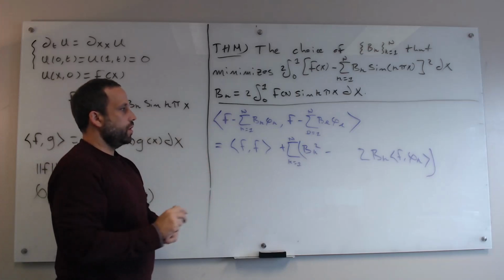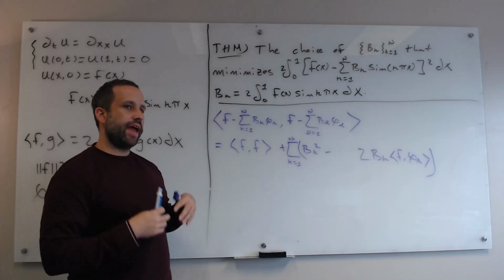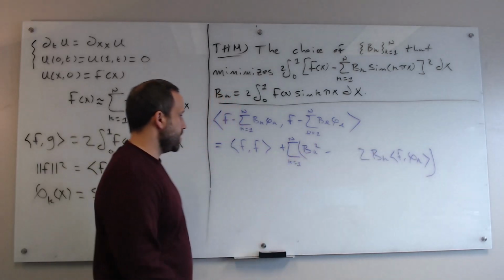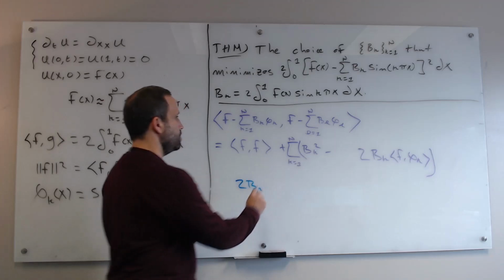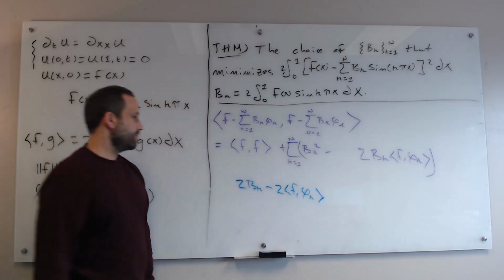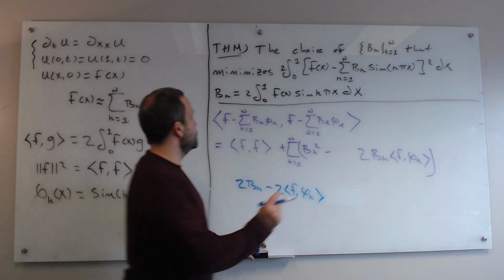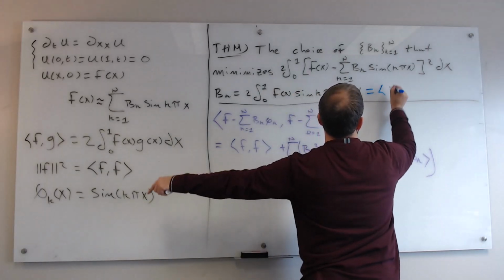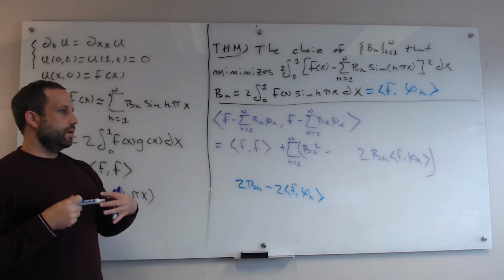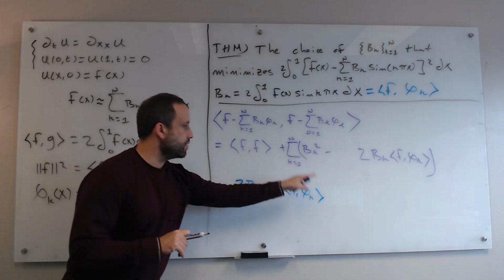Now, I just want to point out one thing. We now want to find the bk's that minimize this. If you think about this as a multivariable minimization problem, and you take the derivative of each term with respect to bk, what you get is 2 bk minus 2 times the inner product of f with phi k. If this is equal to 0, it says that bk has to be equal to the inner product of f with phi k. So just by basic first-level multivariable calculus, if there is a set of bk's that minimize this, it's going to be given by this formula here.